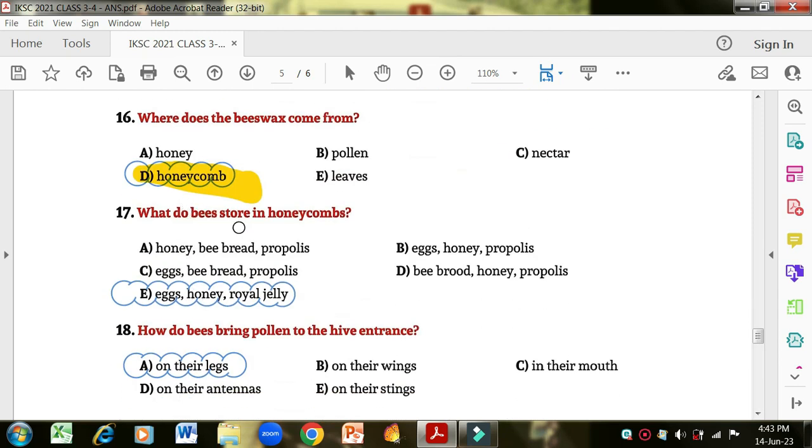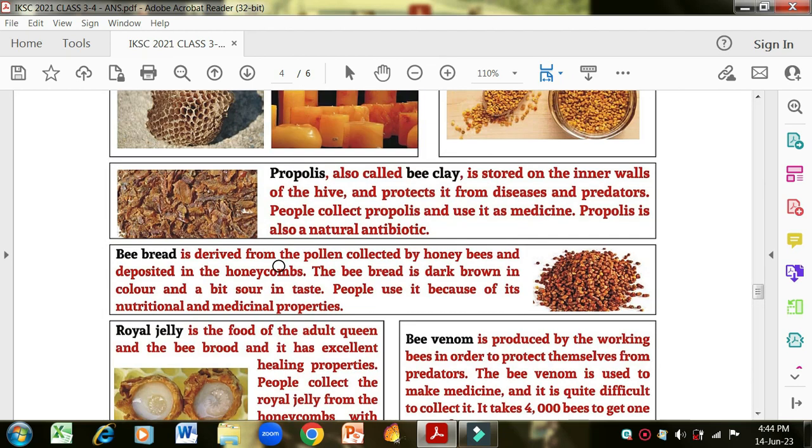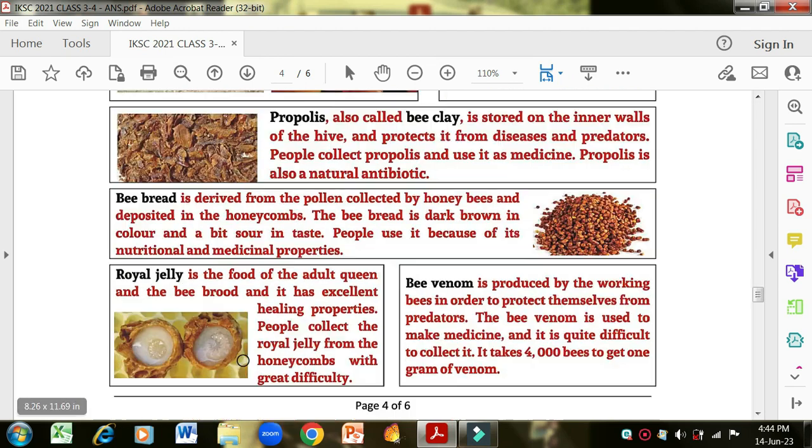What do bees store in honeycombs? Okay, what do they have in honeycomb? Eggs, honey, and royal jelly. Okay, let's start one by one. Honey, bee bread, and propolis. See, what is propolis? Propolis is the bee clay stored in the inner walls of the hive. Yes, it is. But then royal jelly we have studied.